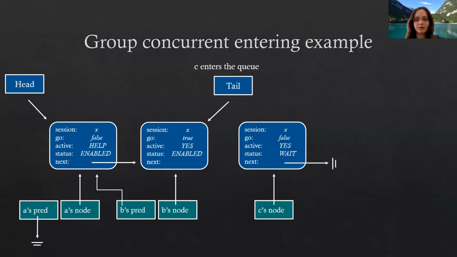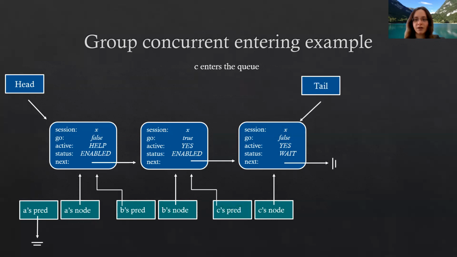Now C wants to enter the queue and requests the same session as A and B. Using a compare and swap operation, C sees that its predecessor, which is B, is enabled and lets its predecessor know that C doesn't need help to become enabled by setting the no help value in its predecessor's status. Next, C marks its own status with the enabled value. These three processes, A, B, and C, enter their critical sections concurrently because all of them request the same session X.